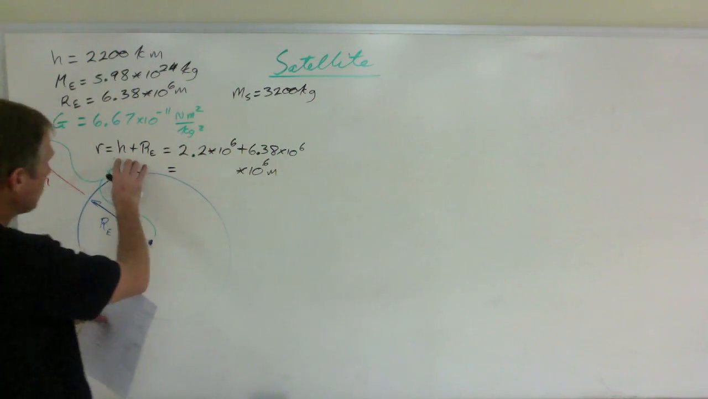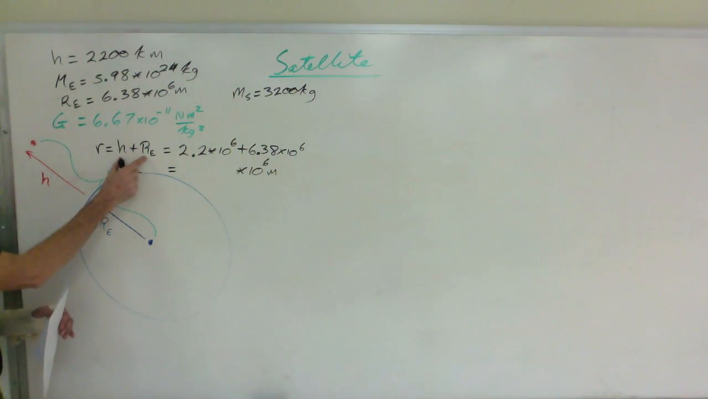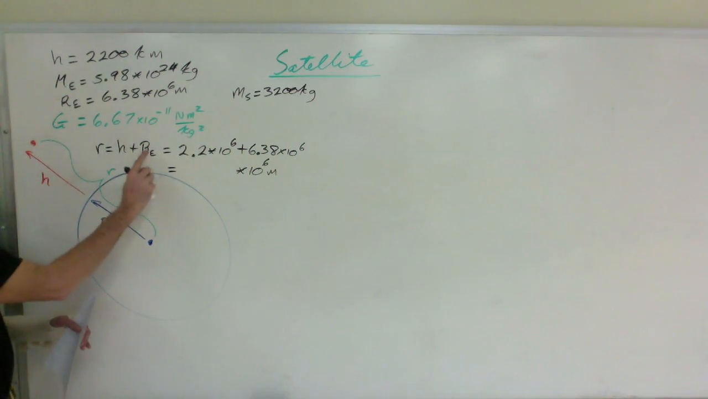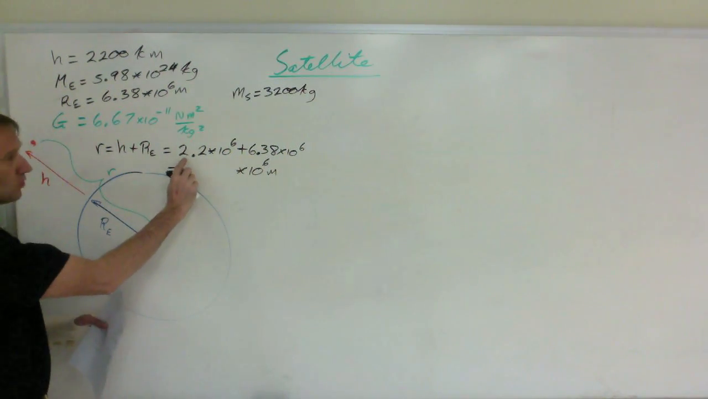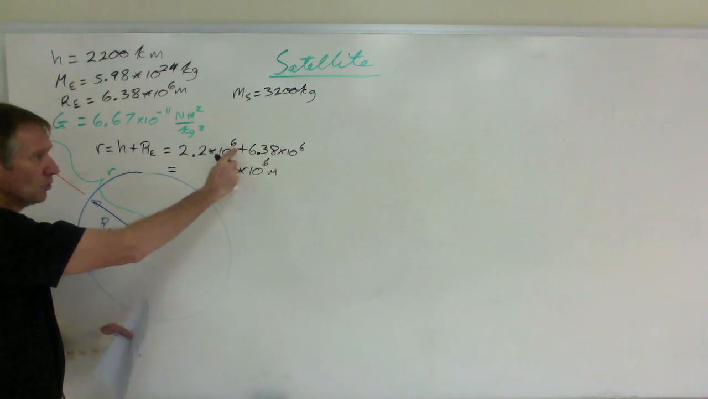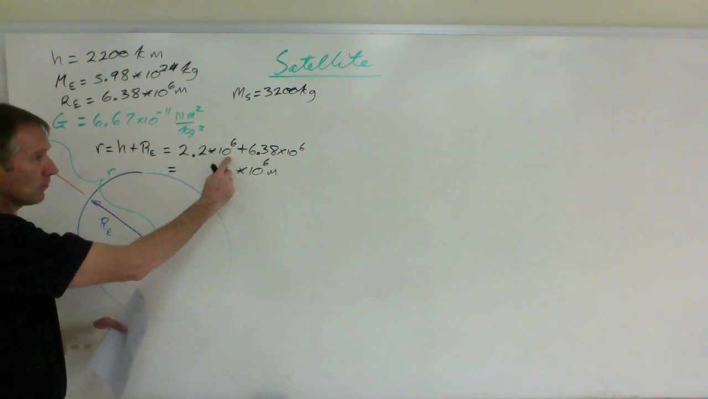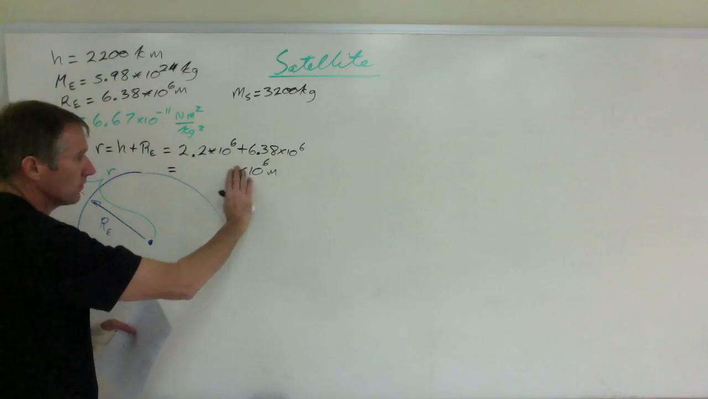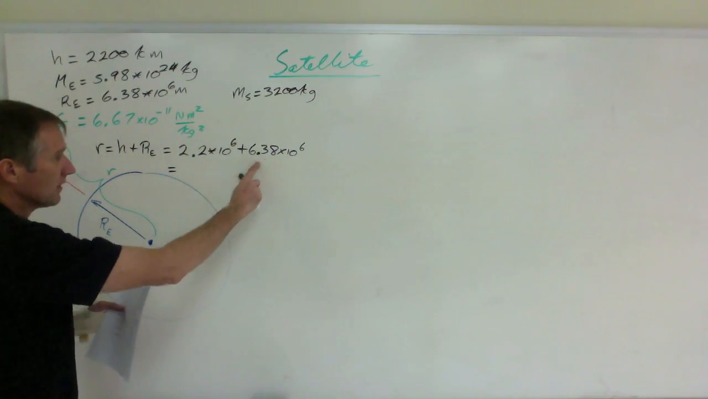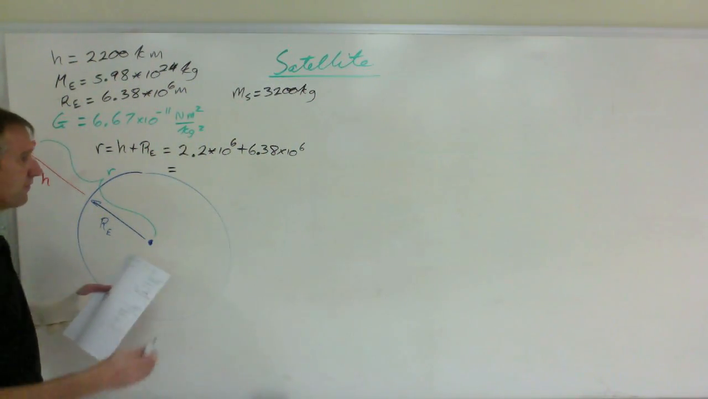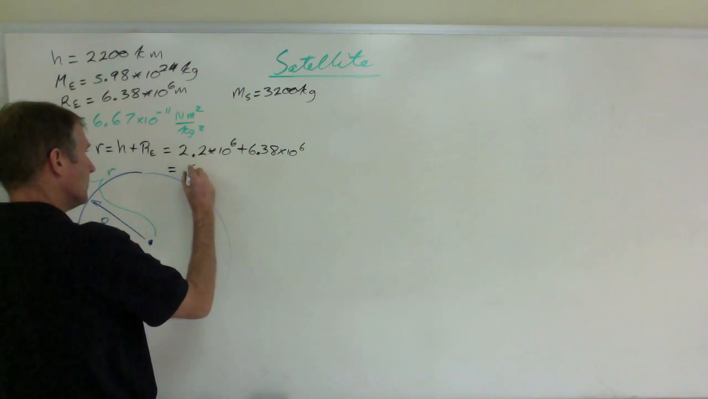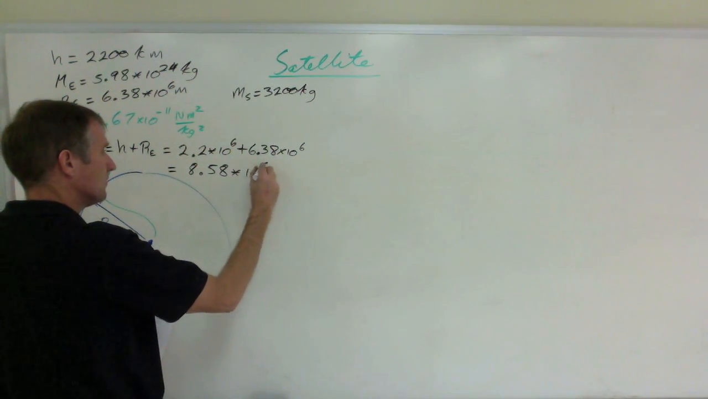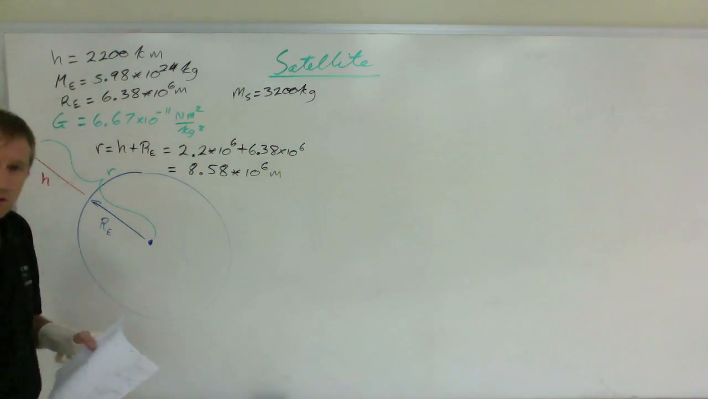I've already done that for you here. R equals the sum of the two, h plus the radius of the Earth. H is 2,200 kilometers, which is 2.2 times 10 to the 6, that's 2.2 million meters, plus 6.38 times 10 to the 6 meters. So you have to add meters and meters. And this comes out to be 8.58 times 10 to the 6 meters. And that's the value you use for R.